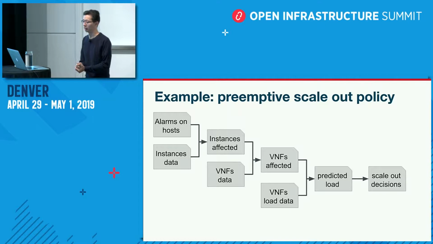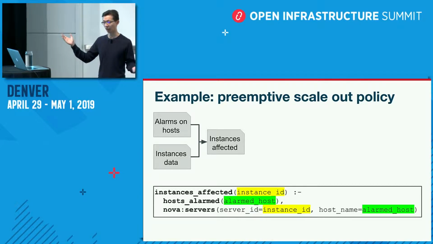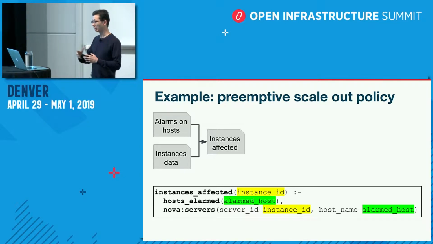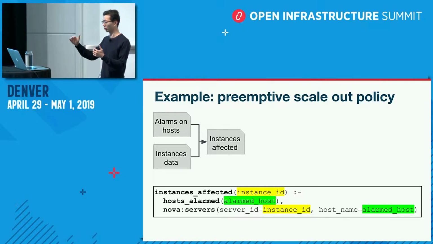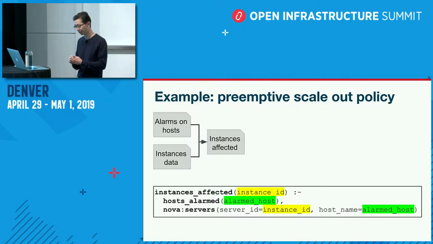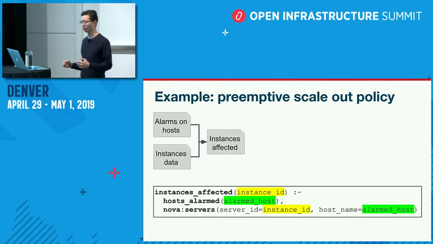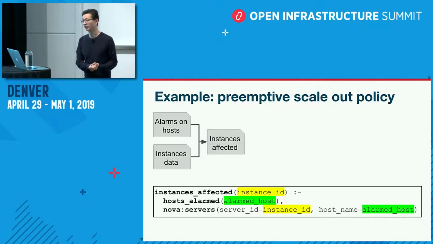Okay. So now I'll just give you a couple snippets of what these policies actually can look like. First I'll look at computing the instances affected. To compute instances affected, the policy will look at the host alarm table, look at the list of all the hosts which have this predictive alarm on it, then match that host name against the Nova servers table to find all the instances running on those hosts. At the end, giving you the instances affected table. So that's pretty simple.